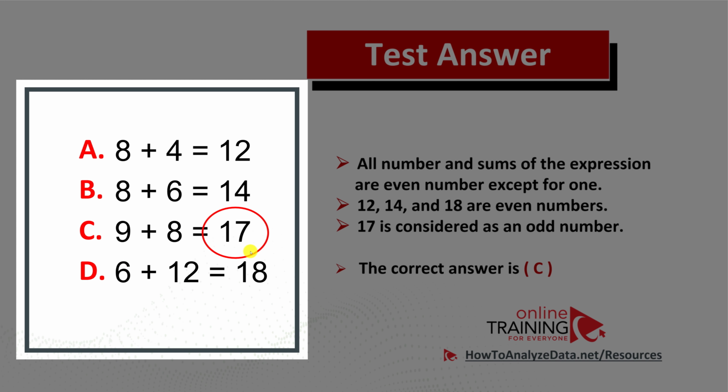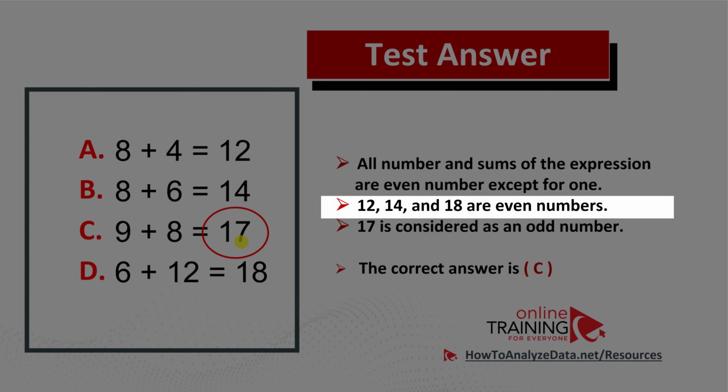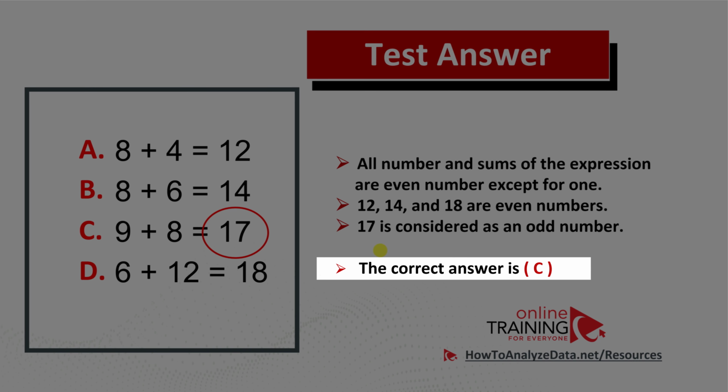And if you look at the answers, you can also figure it out by just looking at the answer. The answers are 12, 14, and 18 for solutions A, B, and D. And for the C, the answer is 17. So let's recap. All numbers and sums of the expression are even numbers with the exception of one. 12, 14, and 18 are even numbers, but 17 is the odd number. So the correct answer here is choice C, 17.